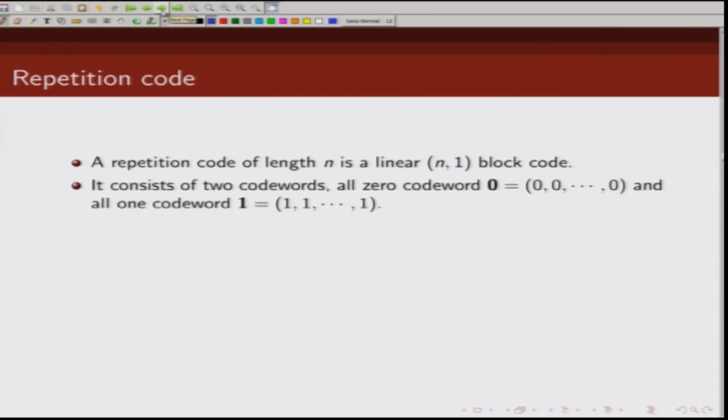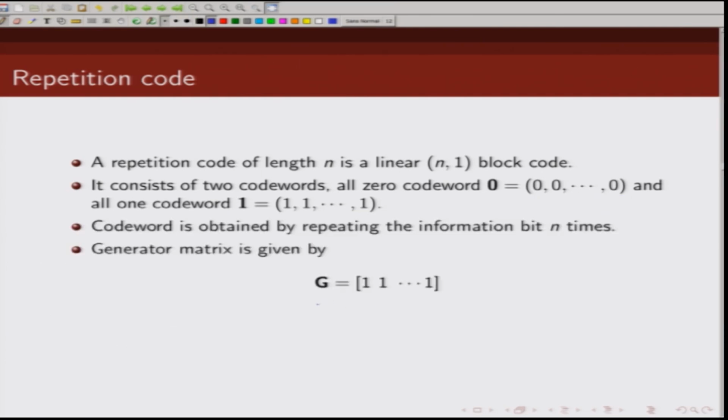And how are repetition codes generated? We repeat the same information n times. So, for a binary repetition code, it will have 2 code words, 0 and 1. If the information bit is 0, the output will be all zeros repeated n times, and if the input is 1, the output will be all ones repeated n times. So, there are only 2 code words in our repetition code.